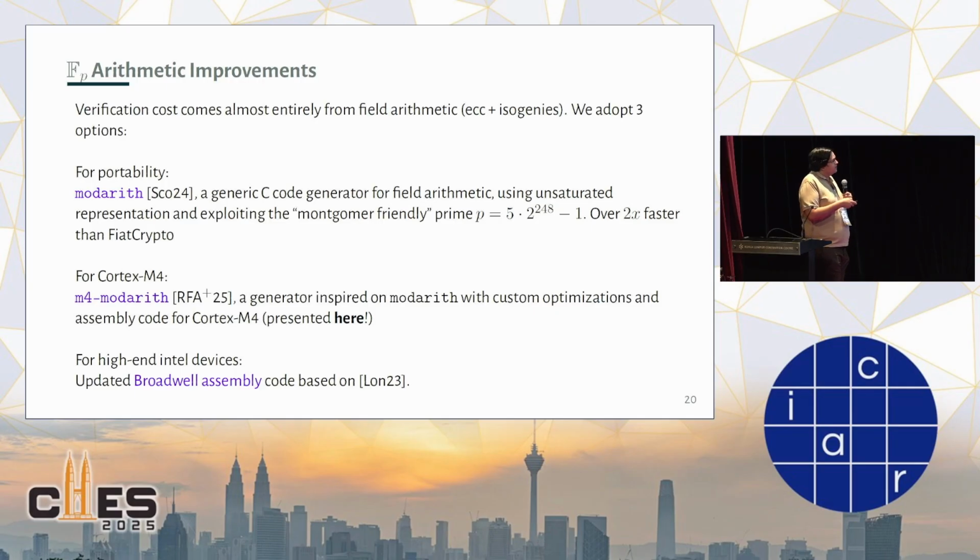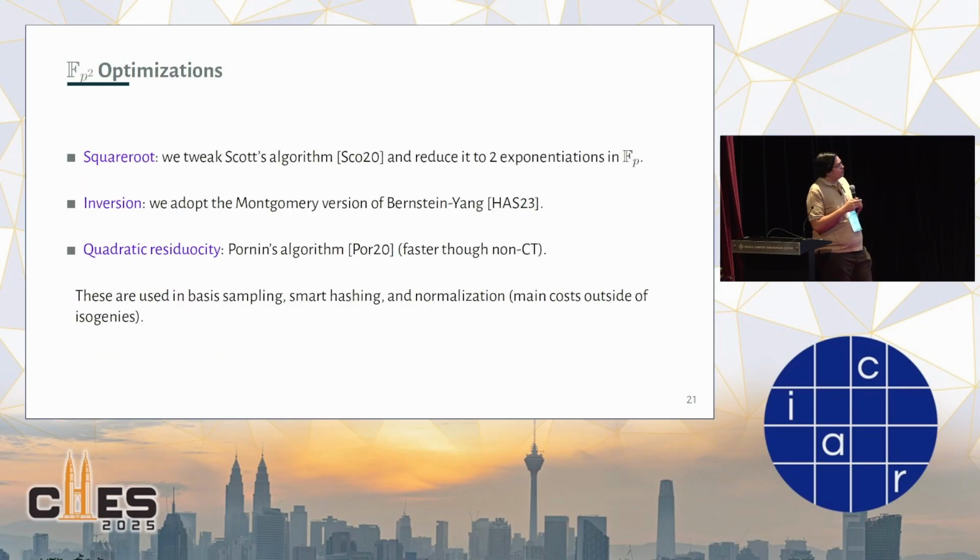And then specifically targeting the Cortex-M4, we have an option for M4 Modarith. This is a generator that was inspired by Modarith, but it has custom optimizations and assembly code specifically targeting the Cortex-M4. And that was actually presented in a paper right here at CHES 25, that was on Tuesday. So if you did not go to that talk and you find this interesting, please check that paper. And then for high-end Intel devices, we also have an updated version of the Broadwell assembly code that was kindly provided by Patrick Longa.